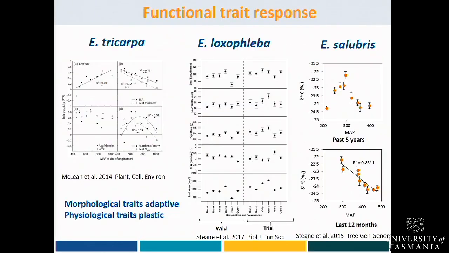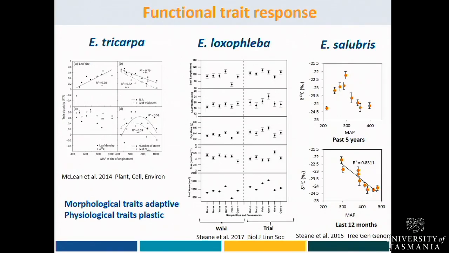I won't go through a lot of this, but this is to show that we did have the morphological and physiological traits, and morphological traits were showing to be adaptive. We had a common garden experiment in both ends of the gradient for tricarpa, and only at one end of the gradient for loxophleba, and in those common garden experiments we found evidence for adaptive morphological traits and plasticity in physiological traits.